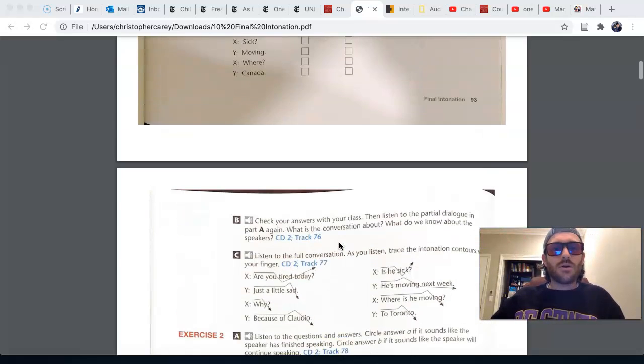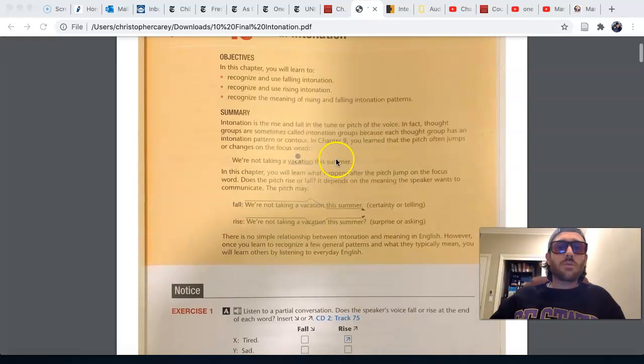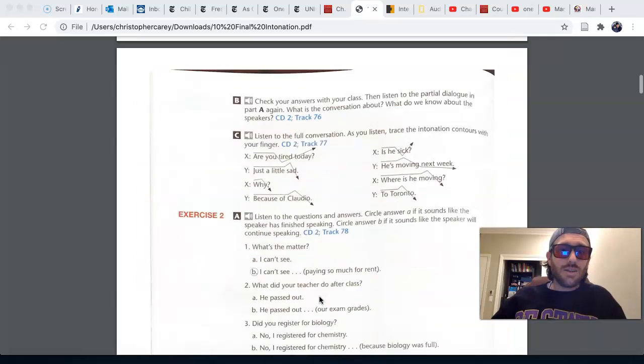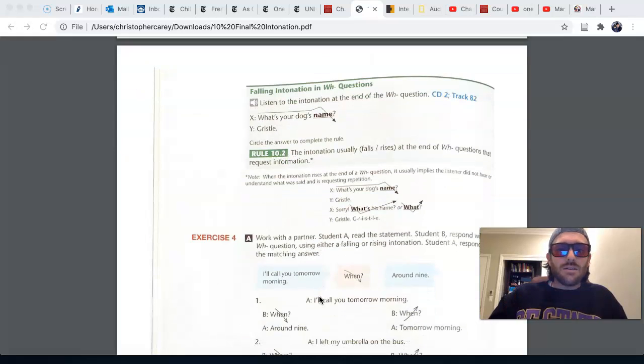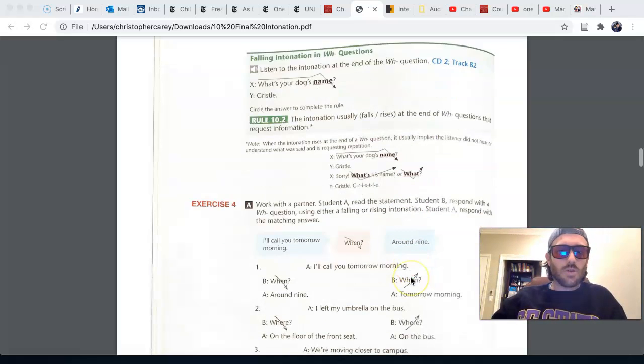This is what we were talking about at the very beginning of the chapter, when we talked about not only the use, but the meaning. What's the intended meaning between rising and falling intonation patterns? And we're seeing that here play out with these WH questions, right? The meaning of a WH question that has falling intonation is that we're asking for information. The meaning of a WH question that has rising intonation is that we didn't hear, or could you please repeat. So let's take a look and practice that together.